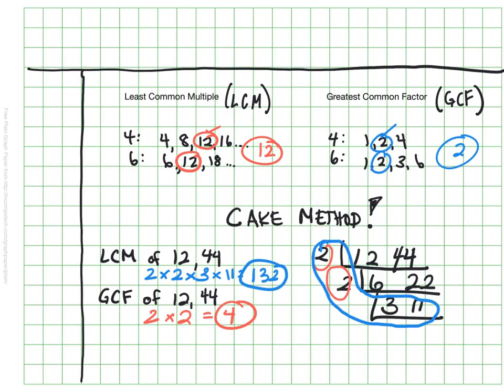And that's a lot faster than if I had tried to count by 12s and by 44s and looked to see where they met up for their least common multiple. Lots of room for error if I do that. But this is a little bit faster.